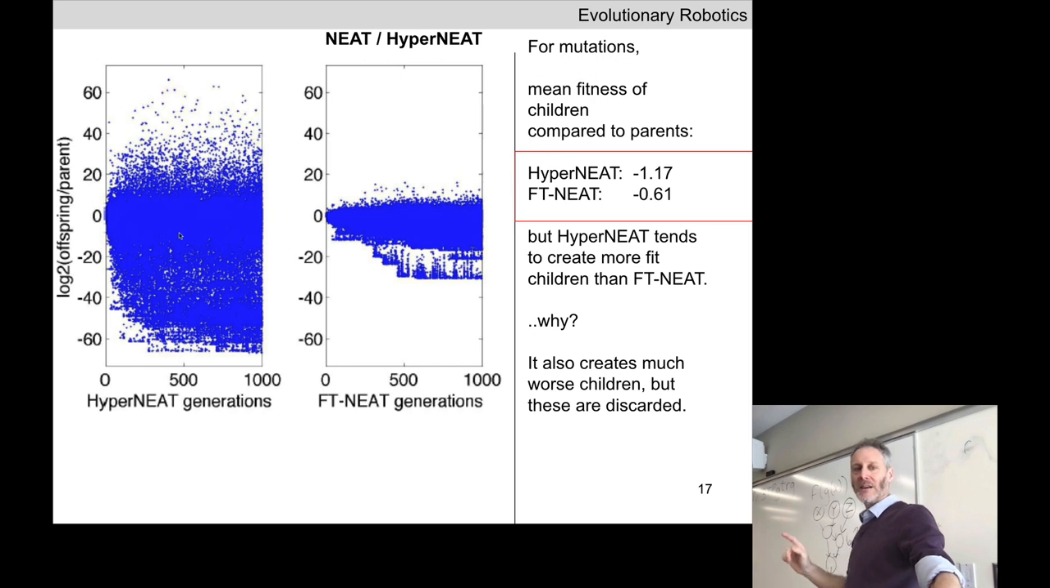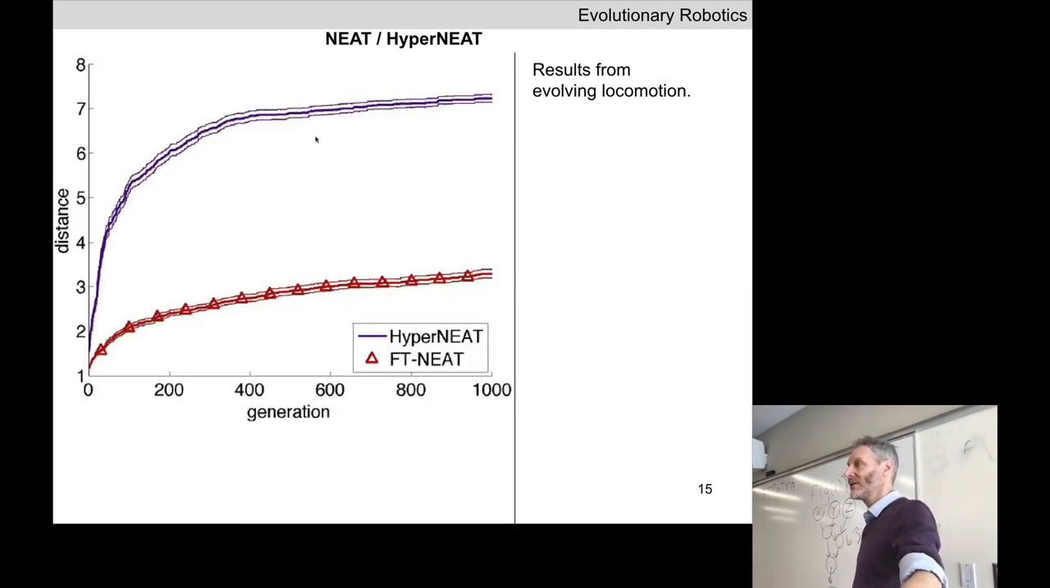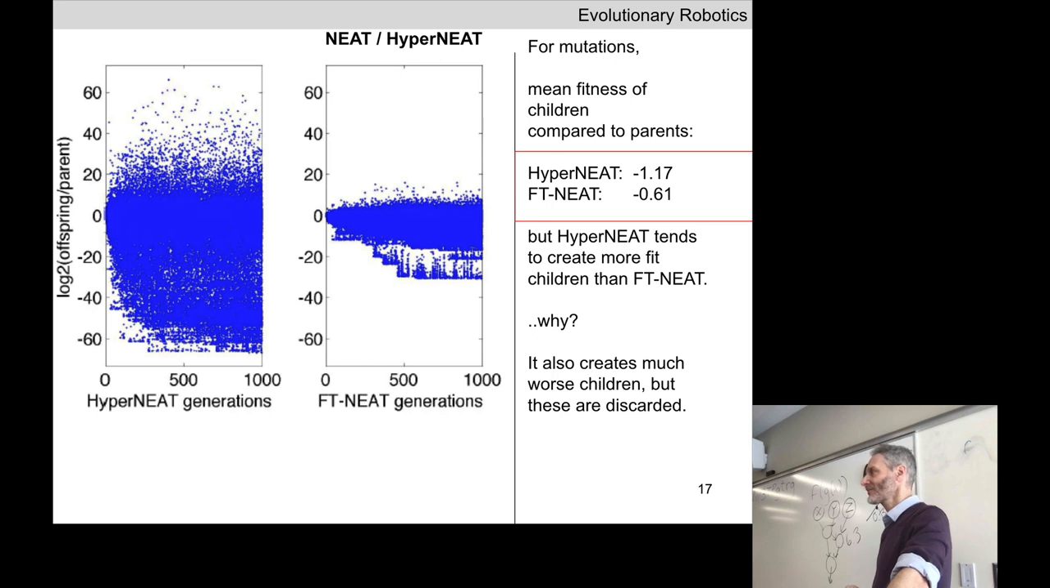Yet HyperNEAT does evolve better solutions. How is that possible? The answer to that question is also hidden in these two panels. You can discard all the bad ones, but the fact that HyperNEAT creates some really, really good ones means those are the ones that are actually surviving onto the next generation.